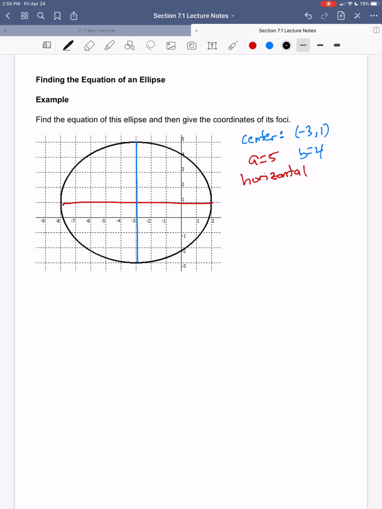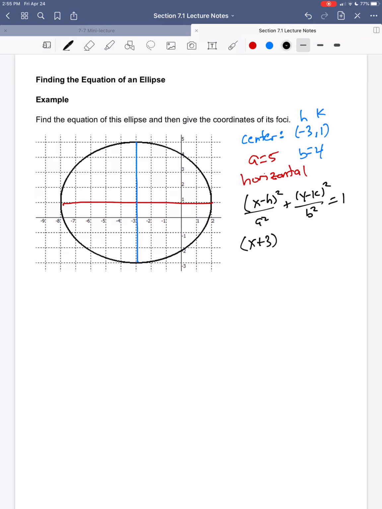So if it's horizontal, then it's going to be (x minus h) squared over a squared plus (y minus k) squared over b squared equals 1. I'm just going to remember this is h and this is k, but it has to be subtracted, so be careful. When I do x minus h, it's x minus -3. Minus a negative becomes a positive.